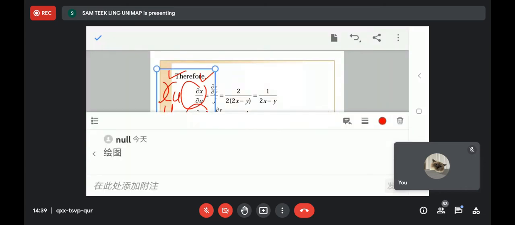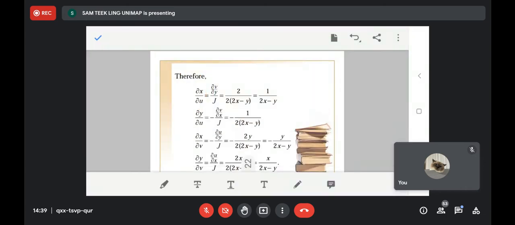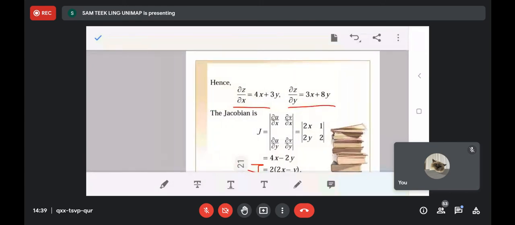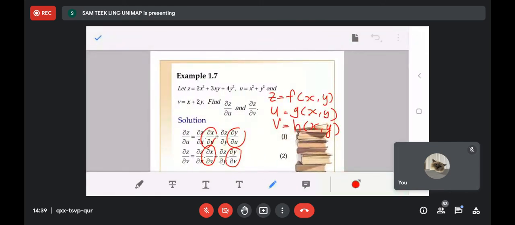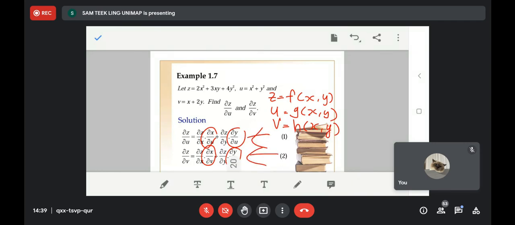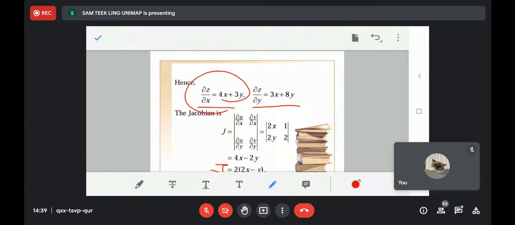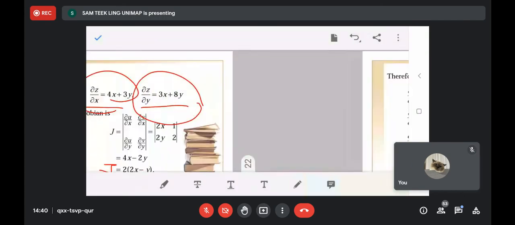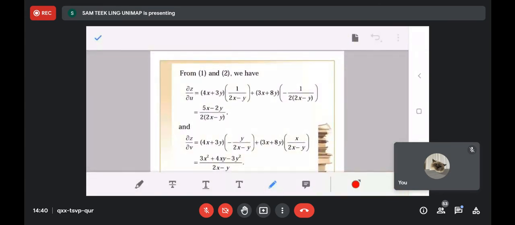So after we solve, we got the answer. Then we put all these answers back into the formula. You substitute back to these two formulas, and also your del z del x, del z del y. So these two are also the same. Substitute back. If you want to find del z del u, del z del v, we put inside the formula. You substitute into your formula.